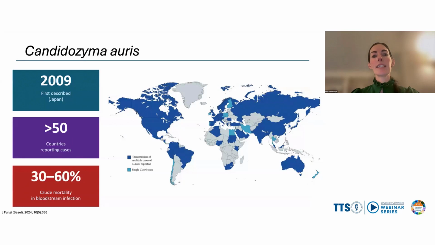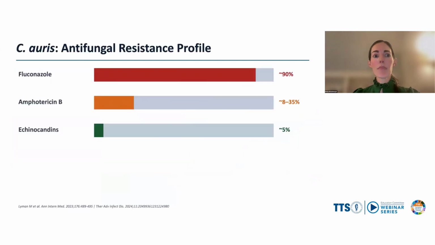So let's talk about Candidozyma auris or Candida auris. This was first described in 2009 in Japan, and since that time has been identified in over 50 countries. It's responsible for many ICU outbreaks, healthcare outbreaks, and responsible for 30 to 60% mortality in Candida auris bloodstream infection.